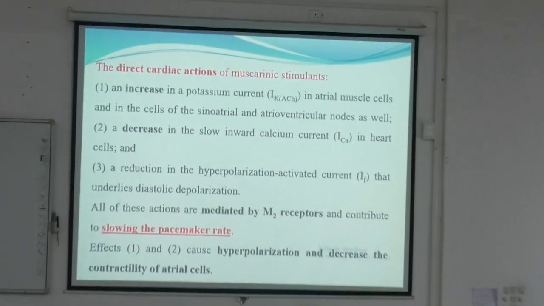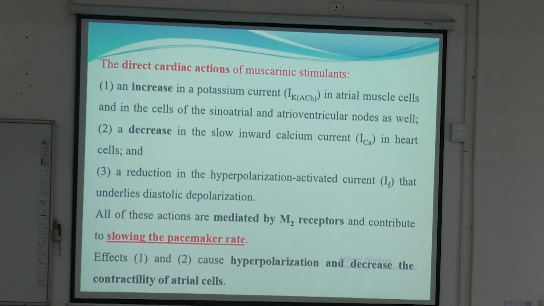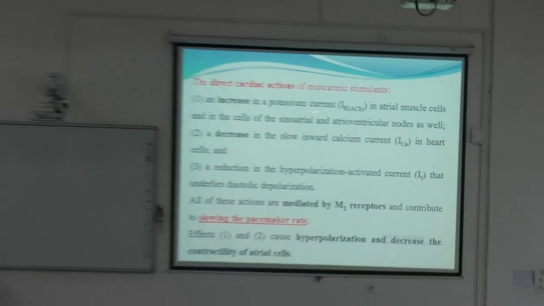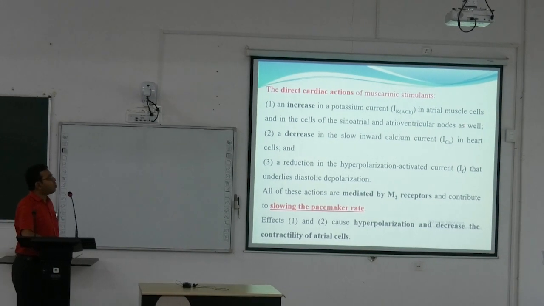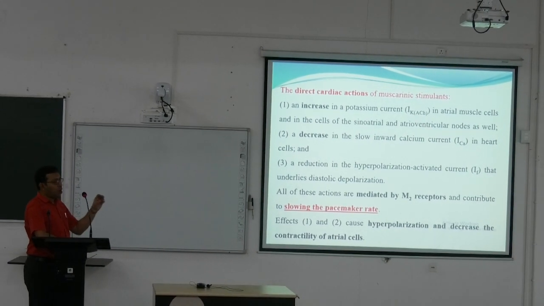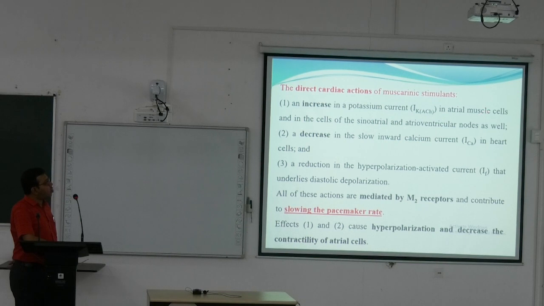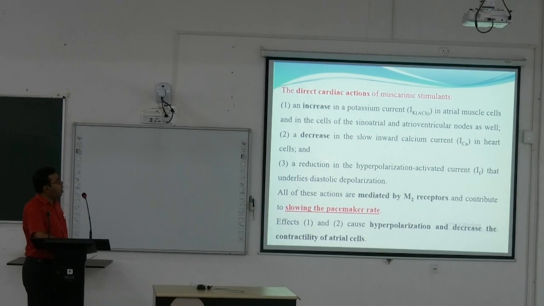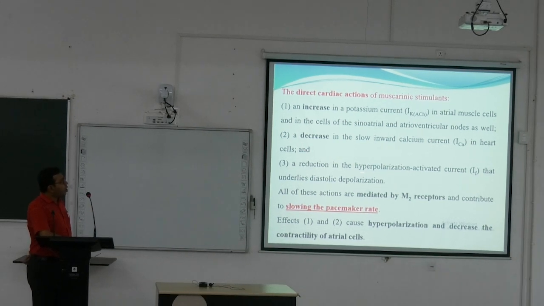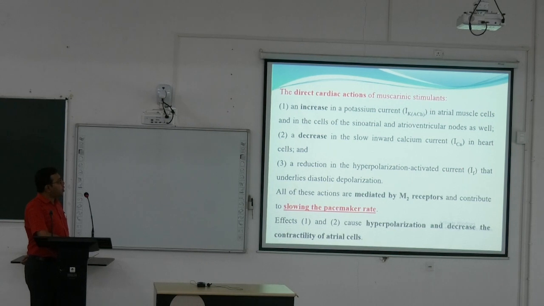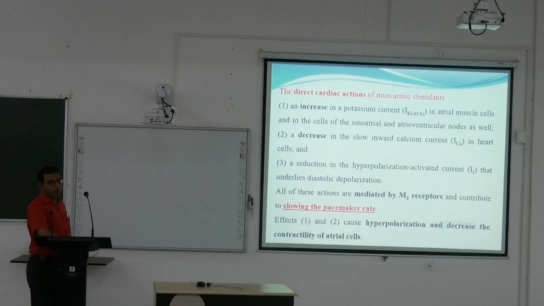So the direct cardiac actions of the muscarinic stimulants, that is, muscarinic agonists like acetylcholine, there will be an increase in potassium current, IK acetylcholine, in arterial muscle cells and in the cells of the SA and AV nodes as well, and a decrease in the slow inward calcium current in heart cells. So this is at a molecular level, and a reduction in the hyperpolarization activated current that underlies the diastolic depolarization.